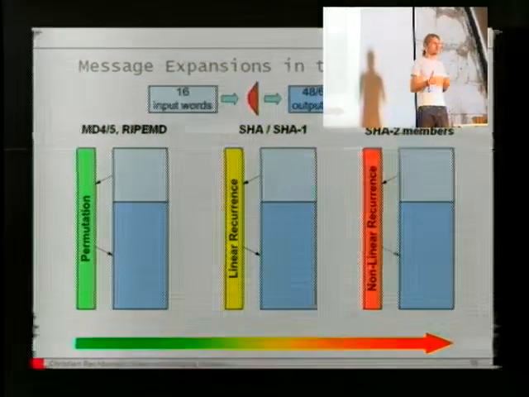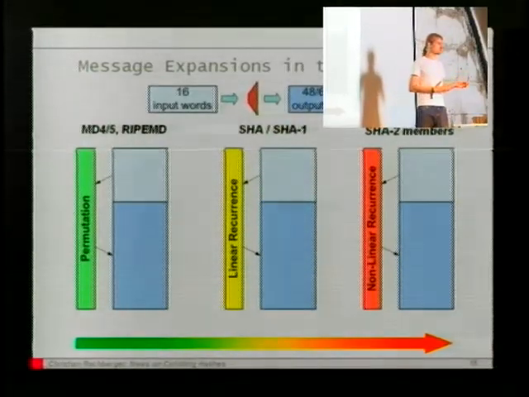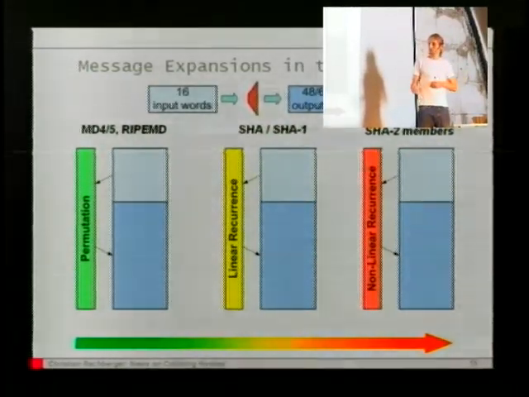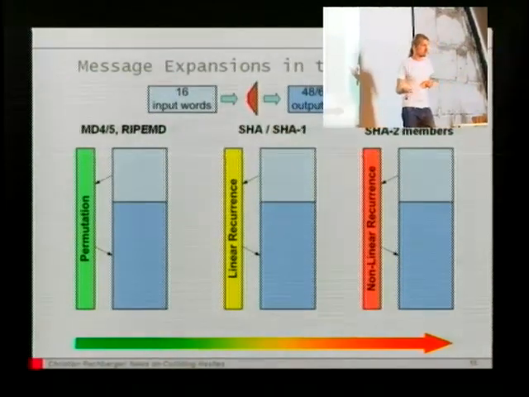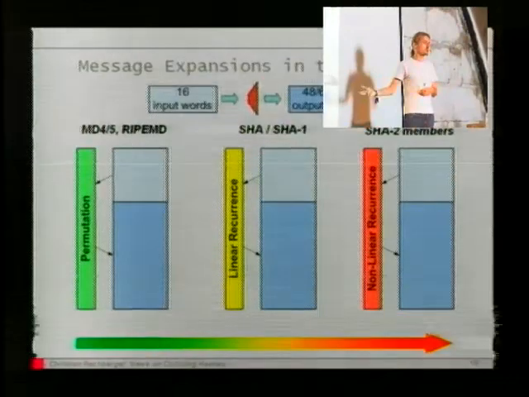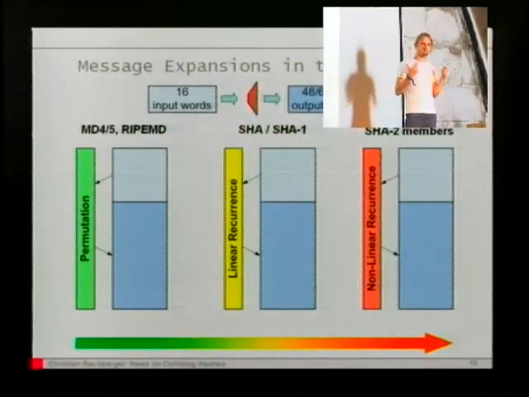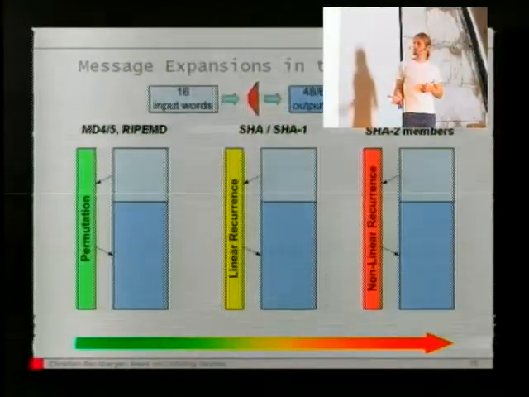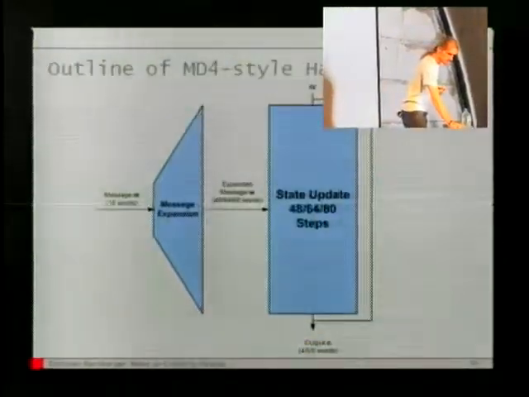Of course, these changes make them slower, which is not that nice. It supposedly makes them more secure, but the problem is that because it's more complex, it's also harder to analyze, and it's less likely to be certain about the security. Okay, that's the message expansion.